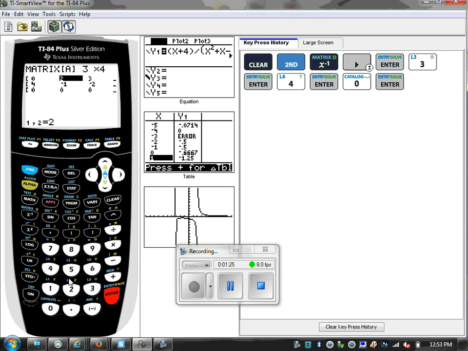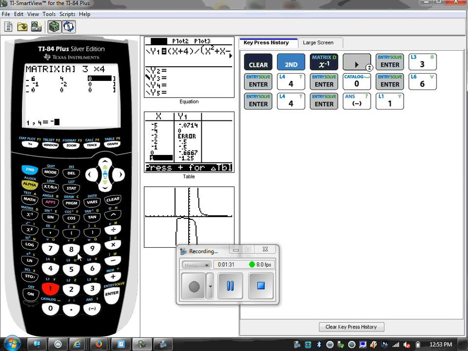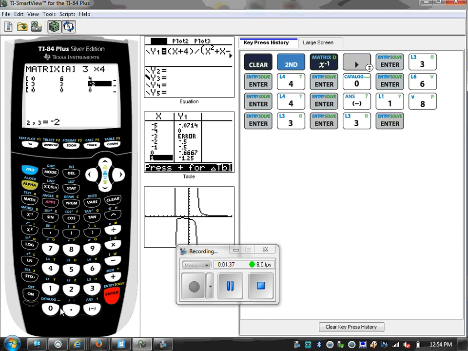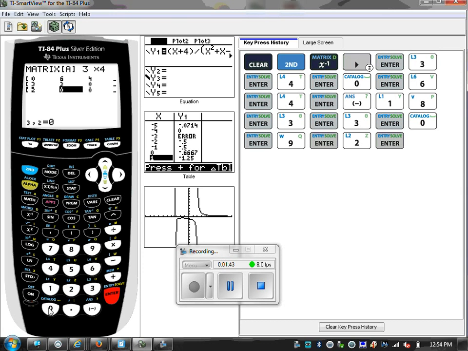0, 6, 4, negative 18. And then when I press enter, it should bring me down to the next line. 3, 3, 0, 9. And that should bring me down to the next row. 2, 0, negative 3, and 12.